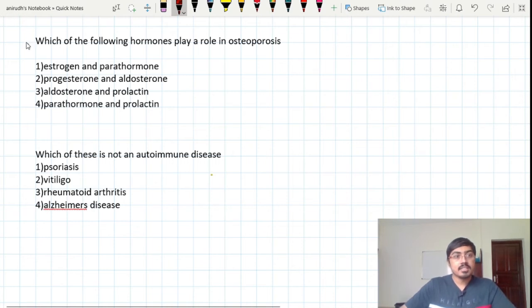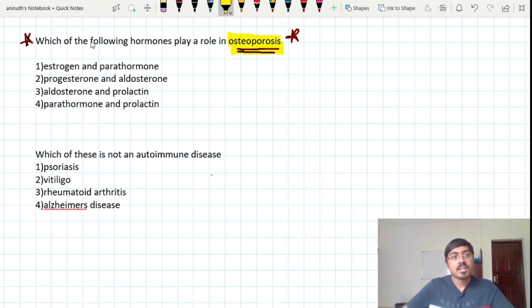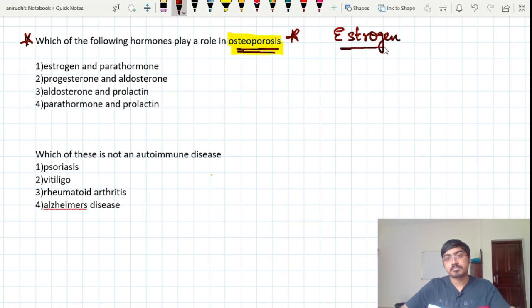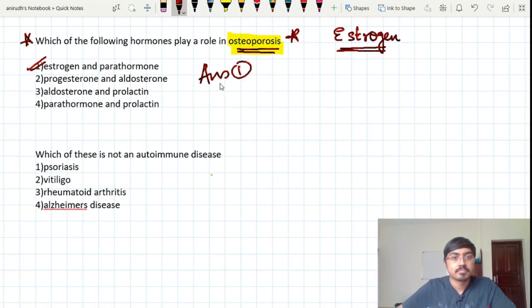This is a good question, a previously asked NEET question on osteoporosis. So osteoporosis is a high yielding area. That very basic idea can fetch you a lot of marks. Which of the following hormones play a role in osteoporosis? See, the point is that only estrogen has been described in the textbook, isn't it? Estrogen is described in the topic of locomotion and movement. So only one option has estrogen, so that is my answer. Option number 1. Answer is 1.